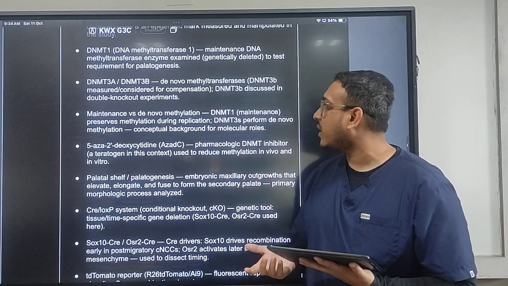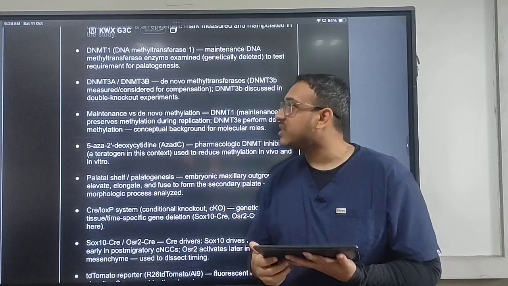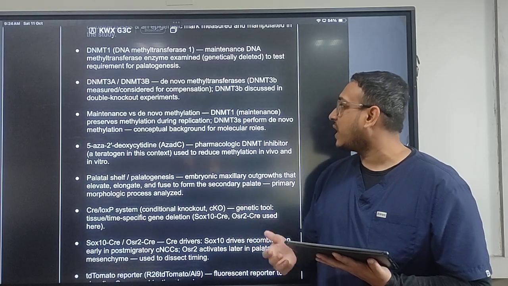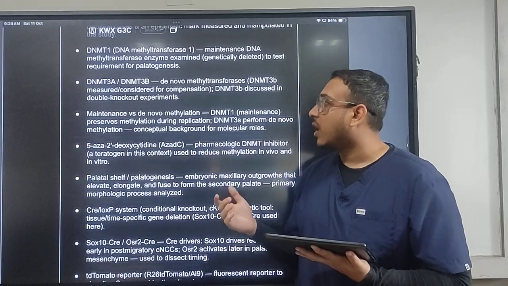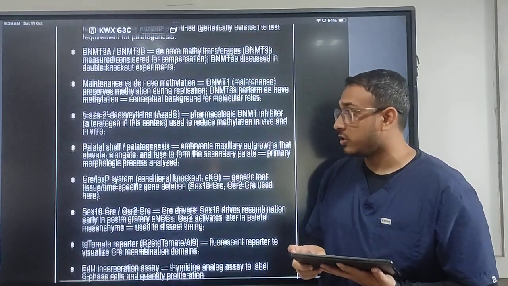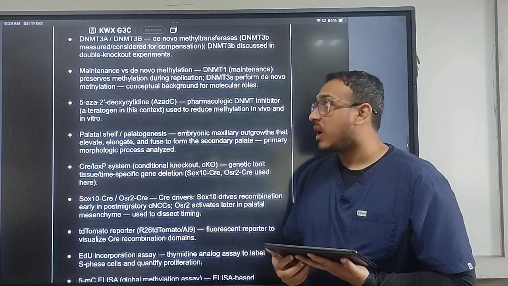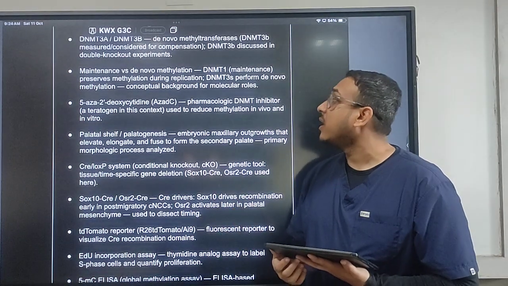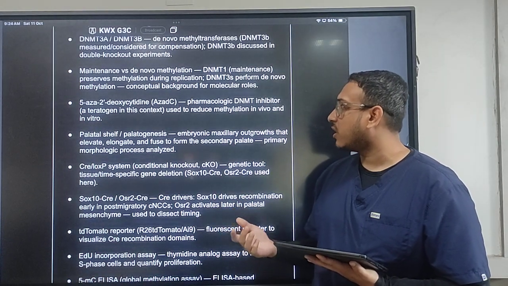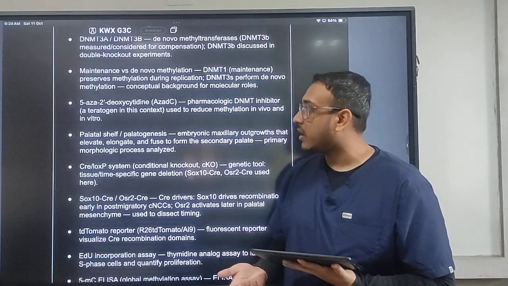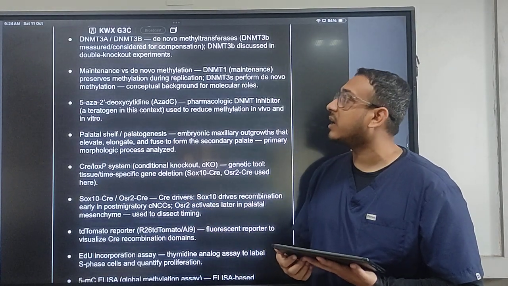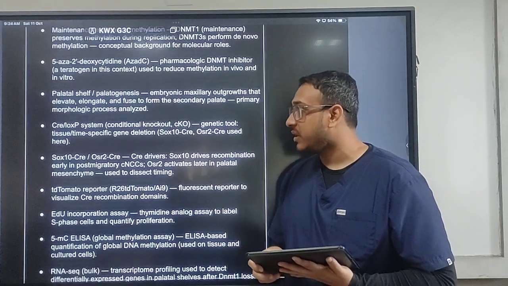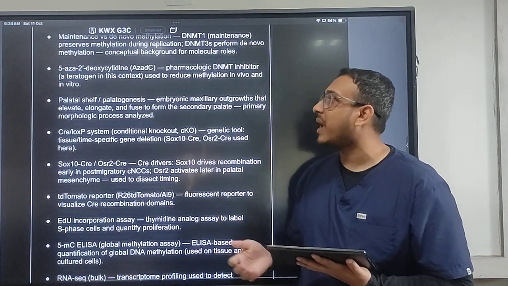DNMT1 is the maintenance enzyme. It preserves methylation during replication, whereas DNMT3 performs de novo methylation. That is the conceptual background for the molecular roles. 5-aza-2-deoxycytidine, that is AZA-dC, is a pharmacologic DNMT inhibitor. It is a teratogen in this context, and it is used to reduce methylation in vivo and in vitro.